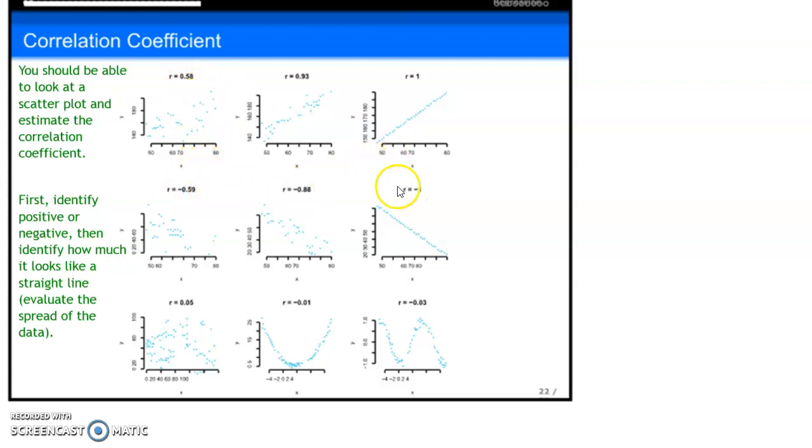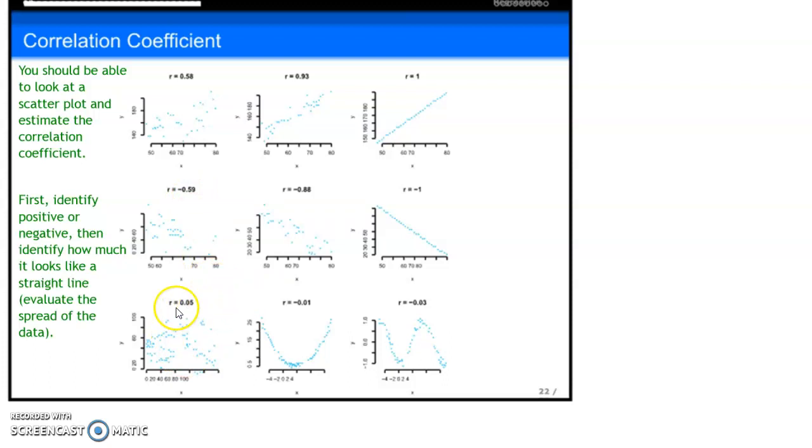The same thing is going on here. All of these negative correlations have negative R values. This one's -1 because it's a perfectly straight, negatively sloped line. This is -0.88 because it's going downwards, but it does have that little cloudiness to it. It does have that variation to it. And another negative correlation that's a little bit weaker.